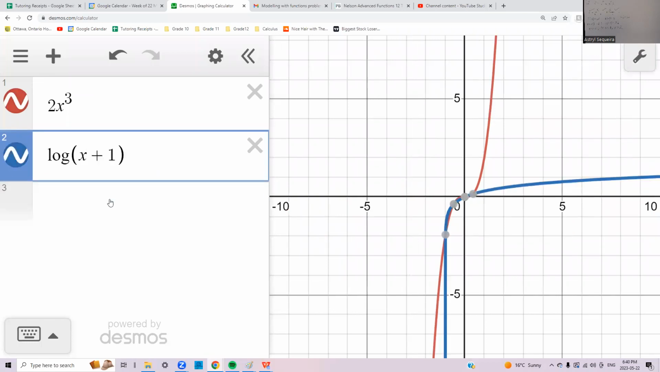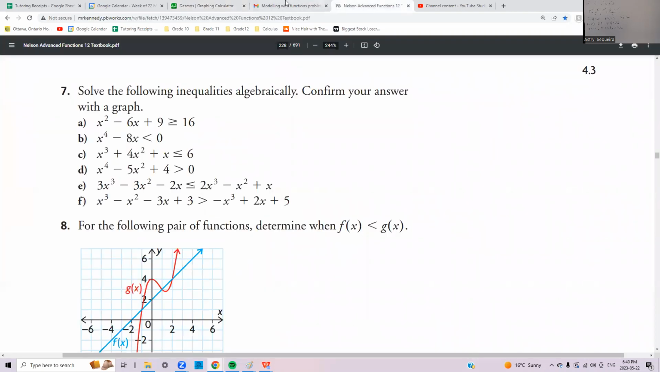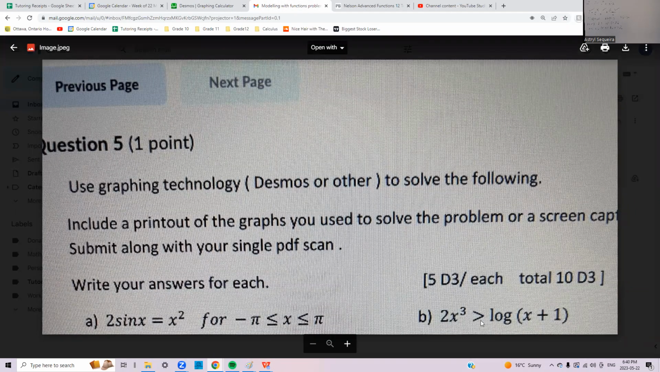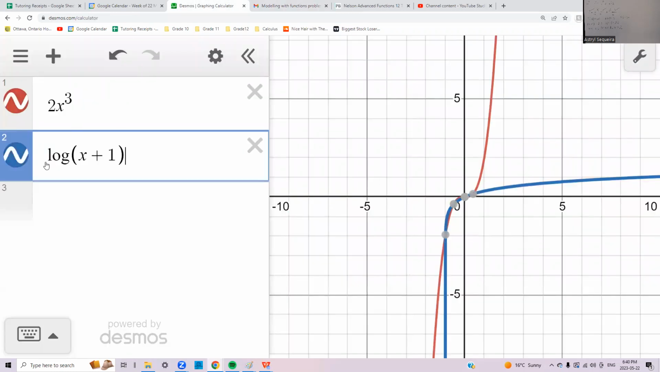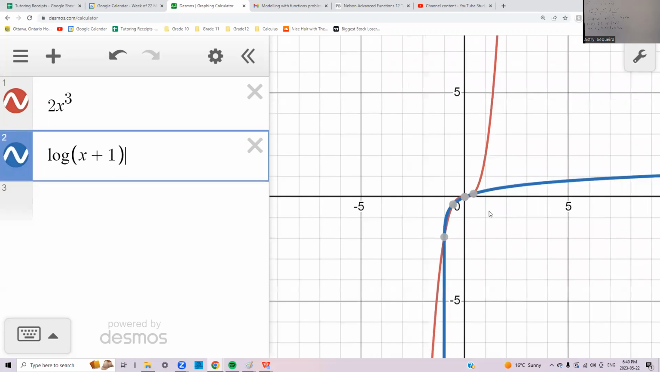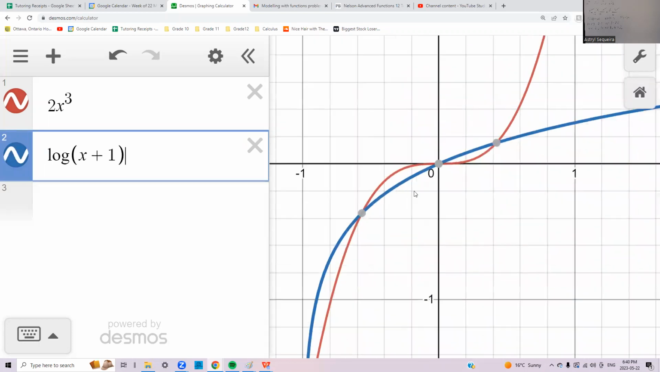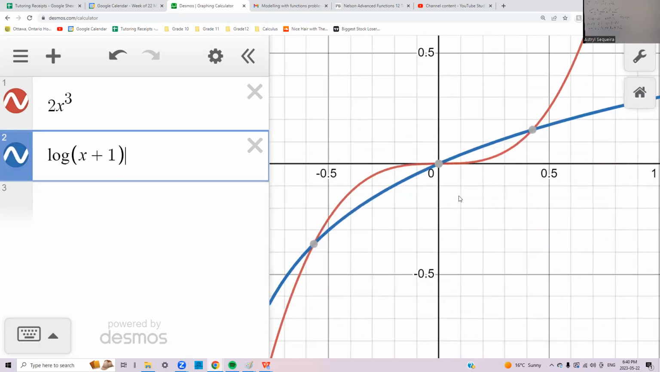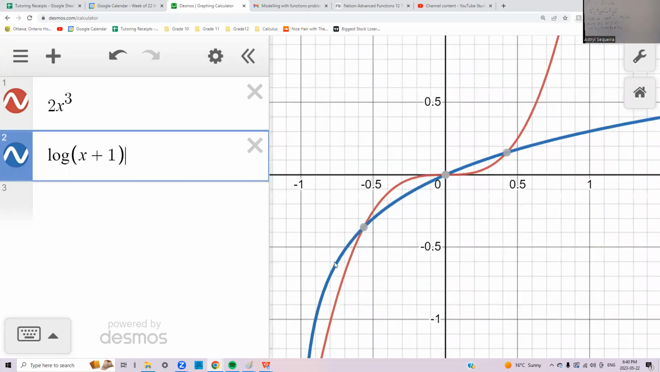And we want to find where 2x cubed is greater than log x plus 1. So where is the cubic function above the log function? We kind of have to zoom in here to see this, but now as we get closer over here, we can tell a bit better. So let's start all the way at the left. All the way at the left, the log function, which is in blue, is above the cubic function. So we don't have to worry about any of this over here.